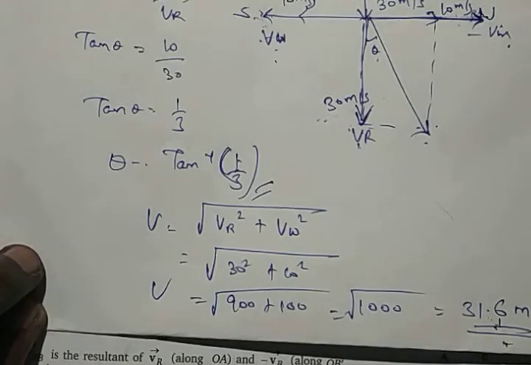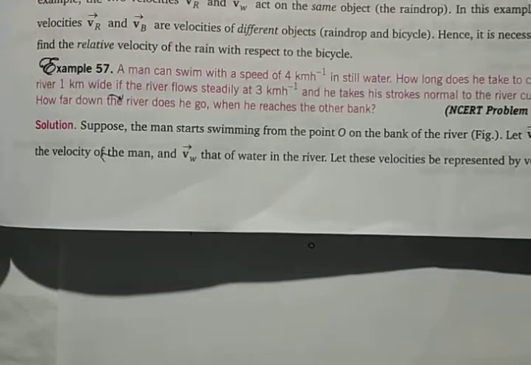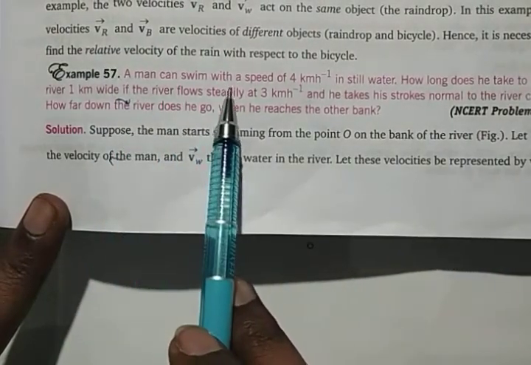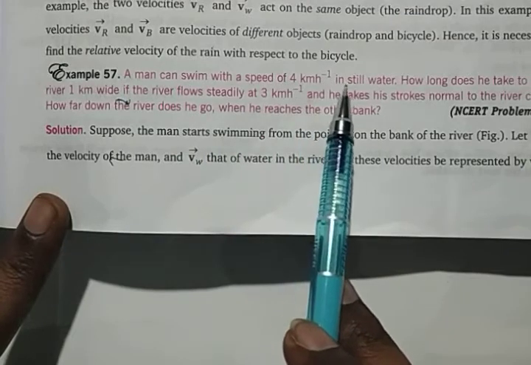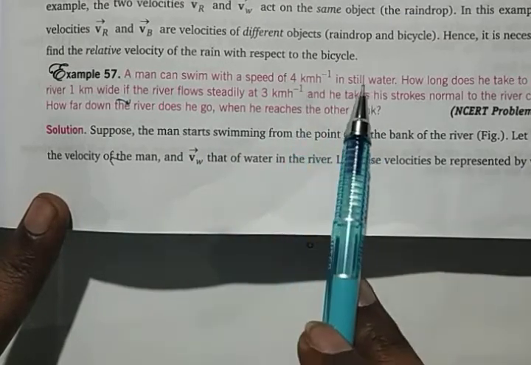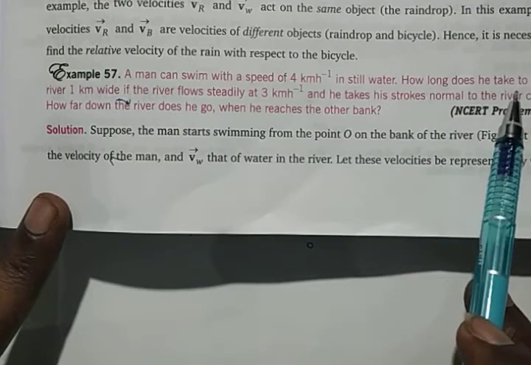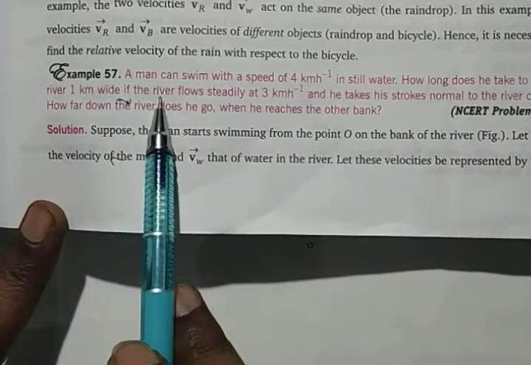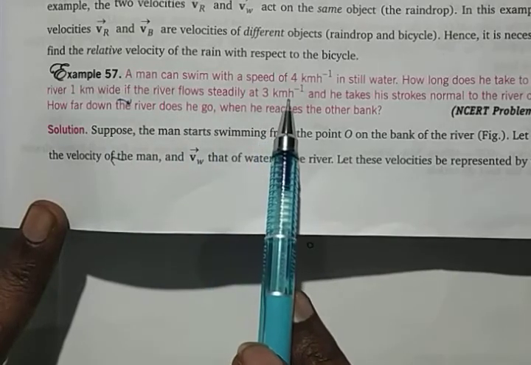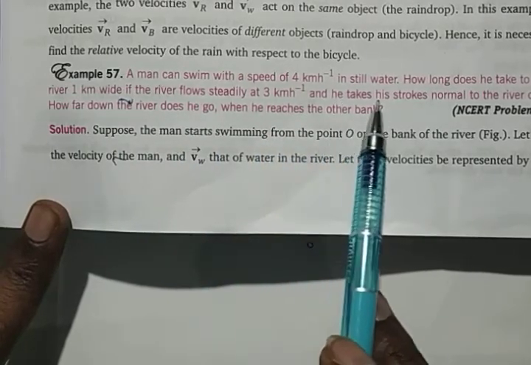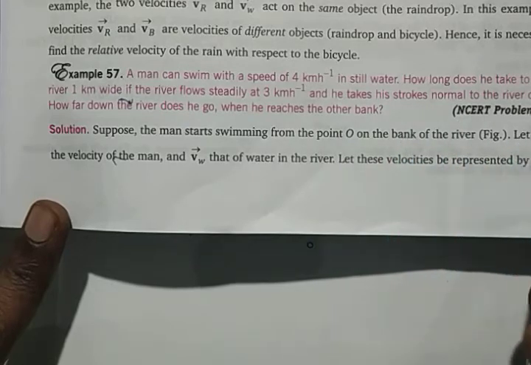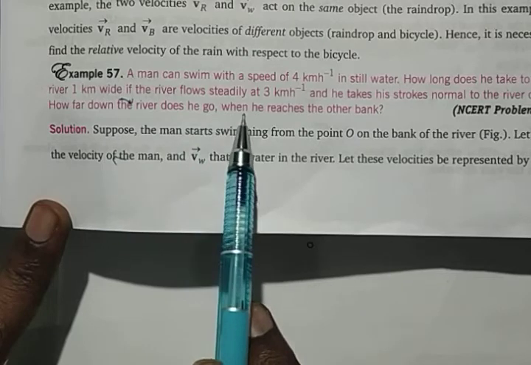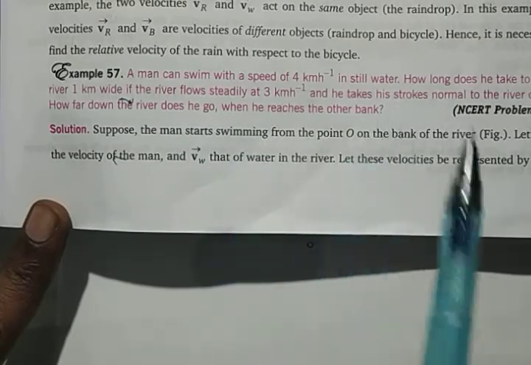Alright, we'll go to the next question now. Now let us read question number 57. A man can swim with a speed of 4 km per hour in still water. That is his maximum speed. How long does he take to cross a river 1 km wide if the river flows steadily at 3 km per hour and he takes his stroke normal to the river current? How far down the river does he go when he reaches the other bank?